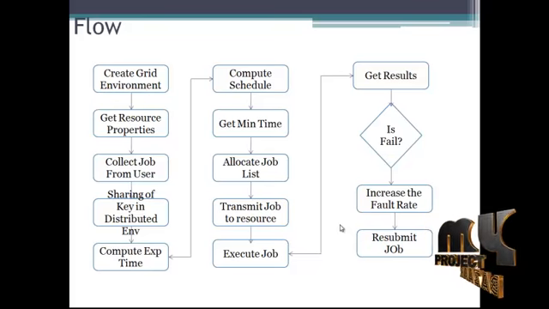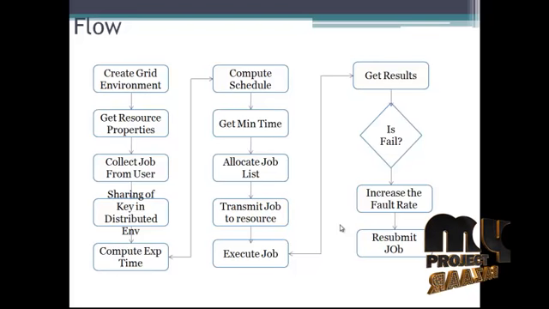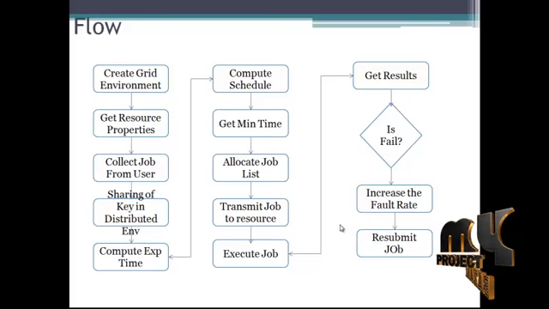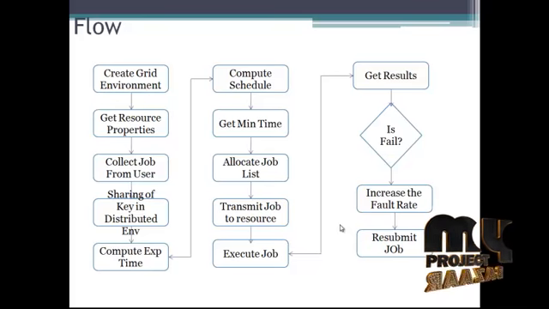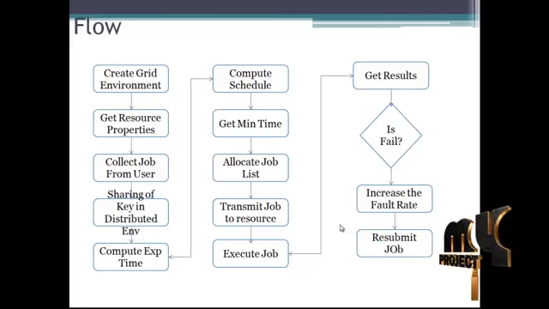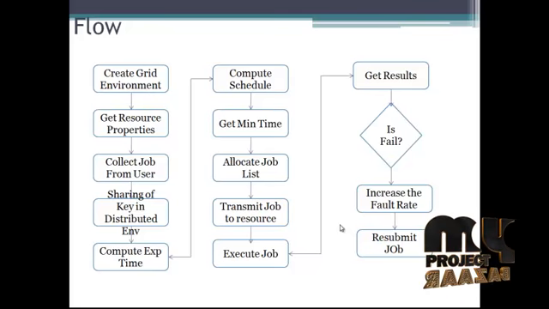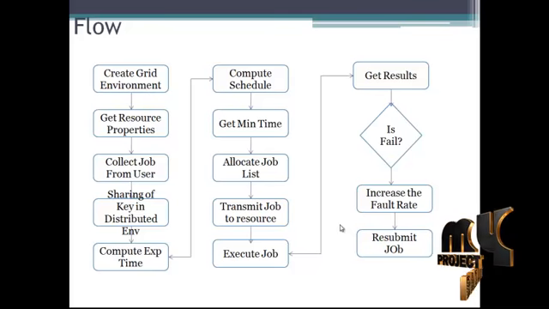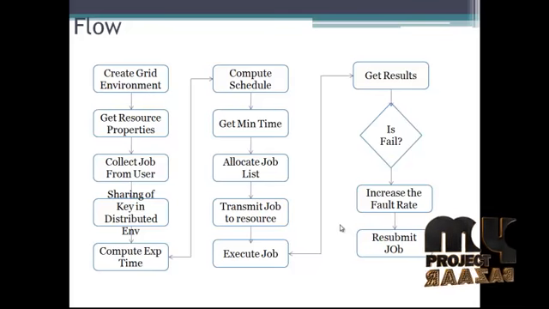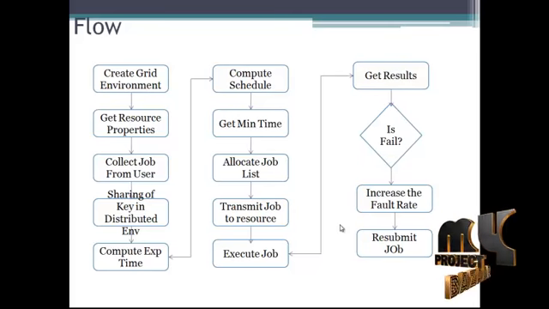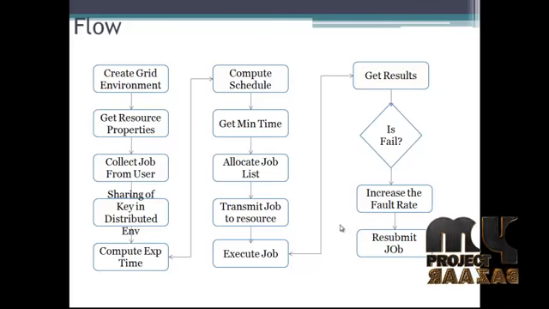Here the jobs are collected by the scheduler. The scheduler will monitor all resources and compute the expected time for each resource for a particular job. After getting this, we have to get the minimum time, for the resource having the lower failure rate. Now the job will be allocated to that particular resource. Once the allocated list for all jobs is ready, the transmission of jobs will be performed.